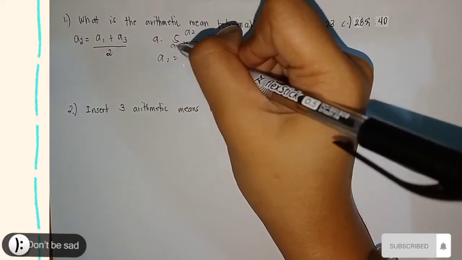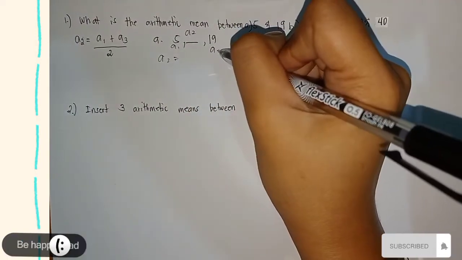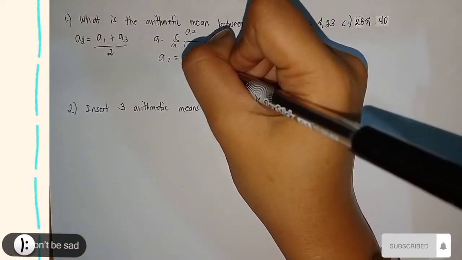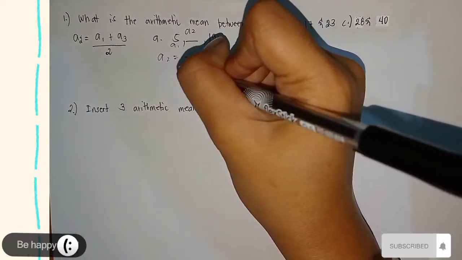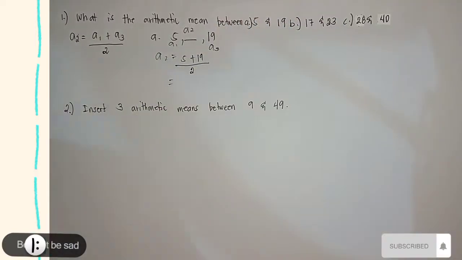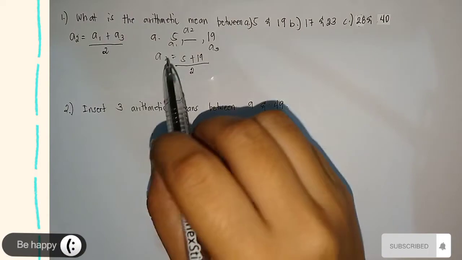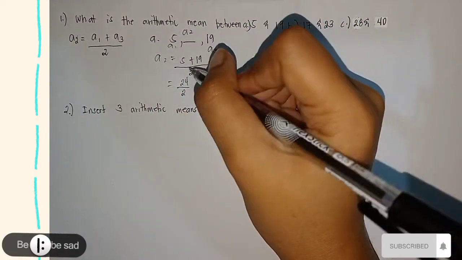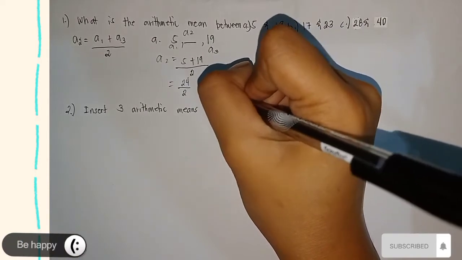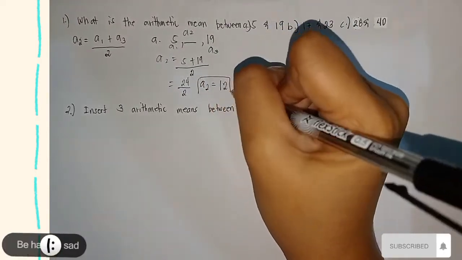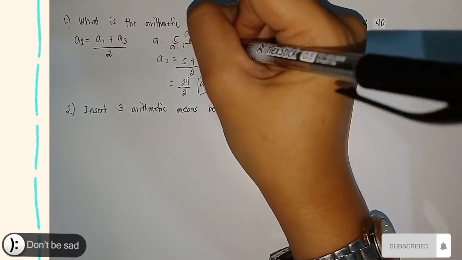Ayan. We have a sub 2. Ang ating a sub 1 is itong 5. A sub 3 natin is itong 19 or yung last term. 5 plus 19 over 2. Okay? Then, you're just going to perform the operation. 5 plus 19 is 24 divided by 2. Therefore, a sub 2 is equal to 12. Ayan. So, yan na siya. Ito na yung nahanap natin sa gitna.